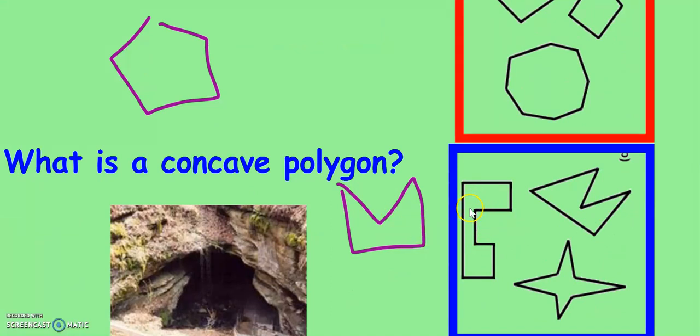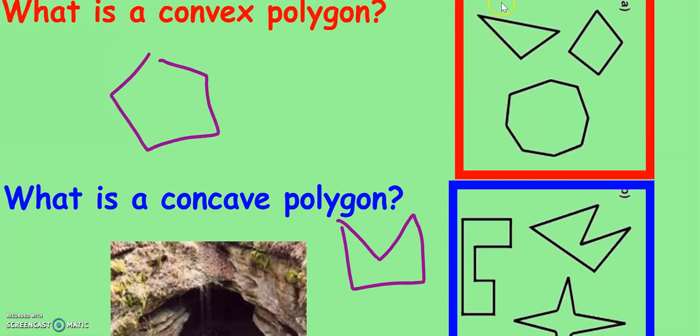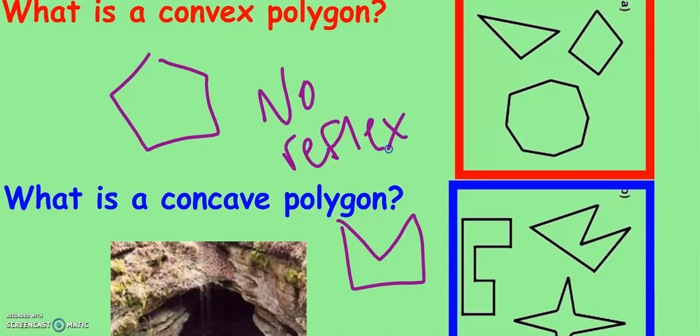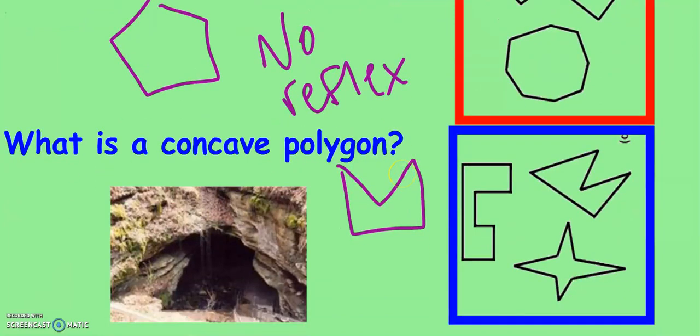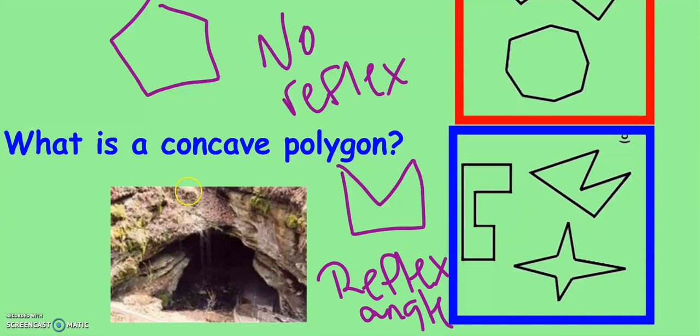And then down here we would have concave. We have our reflex angle here, we have our reflex angle here, and we have several reflex angles in this one. We have 4 of them. So convex, no reflex angles, everything points out. So no reflex angles on the interior. Concave has at least one reflex angle on the inside.